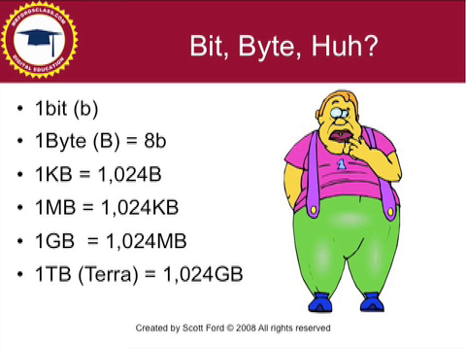1 kilobyte, big K, big B, equals 1,024 bytes. 1 megabyte equals 1,024 kilobytes. 1,024 is going to be a common number. So 1 kilobyte equals 1,024 bytes. 1 megabyte equals 1,024 kilobytes. 1 gigabyte equals 1,024 megabytes. And 1 terabyte, which is really nice for a hard drive, is 1,024 gigabytes. Let's say you have 2 gigs of RAM.